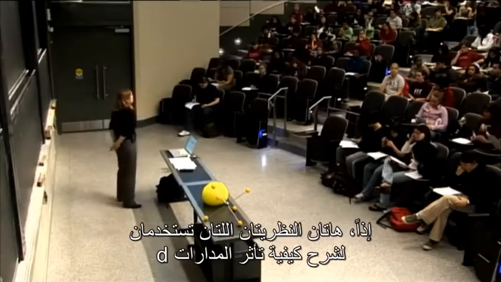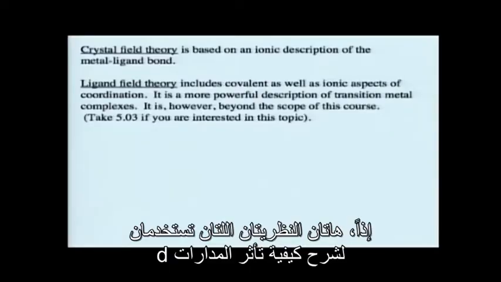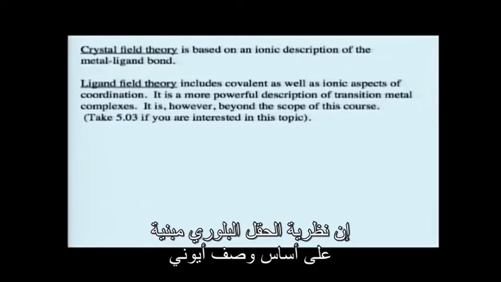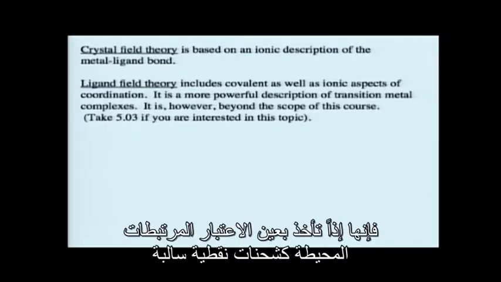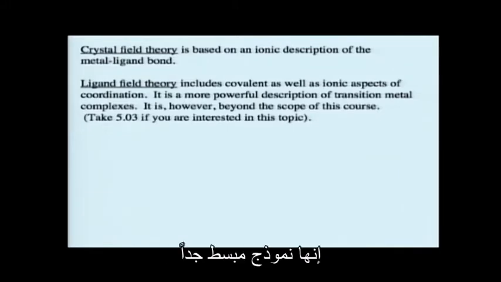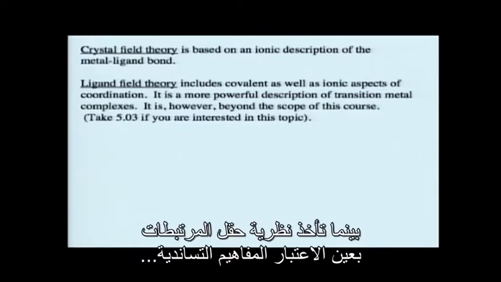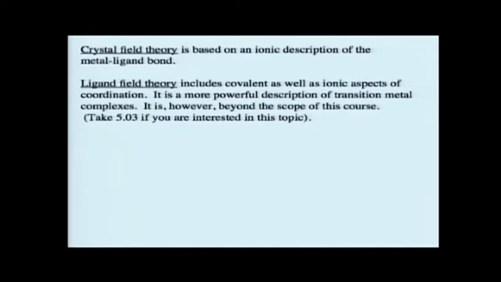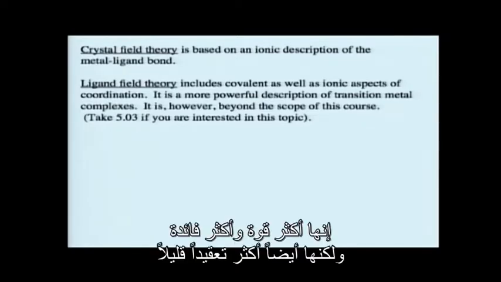So between these two theories that are used to explain how these d orbitals are being affected, the crystal field theory is based on an ionic description. So it considers the ligands as negative point charges. It's a very simplified model, whereas the ligand field theory considers covalent as well as ionic aspects of coordination. It's more powerful, it's more useful, but it's also a bit more complex.